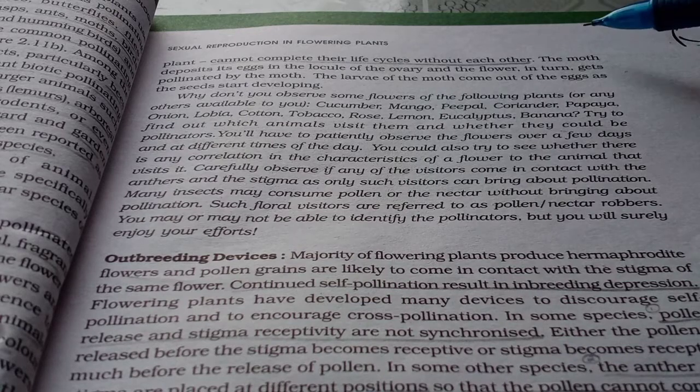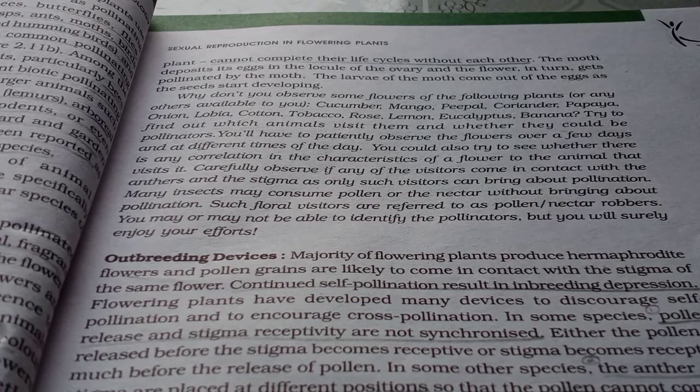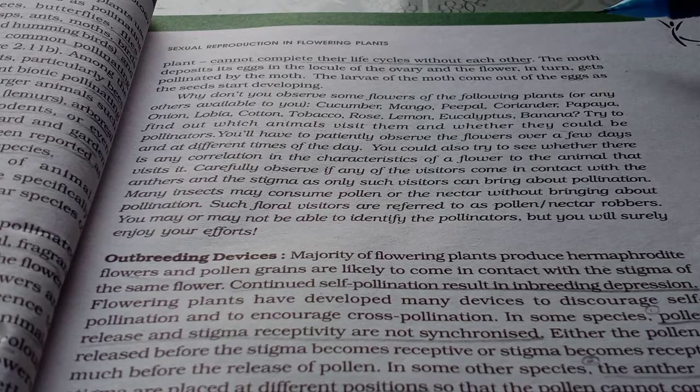So can you understand this part? The moth and the plant have to help each other. The moth will deposit its egg in the locule of the ovary of the flower, and the pollinating agent of the yucca plant is the moth, and the yucca plant will provide a safe place for the moth to lay its eggs. So this is all about pollination and pollinating agents.